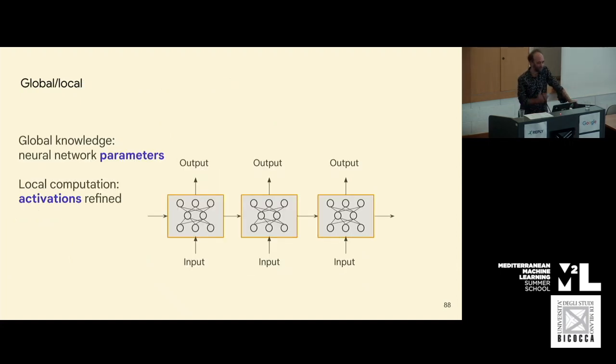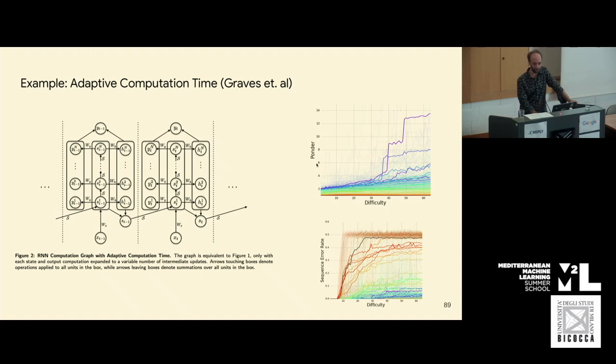And just to make an analogy with MCTS, it again has this notion of global and local. So the global part is the neural network parameters, but the local computations are the activations that keep getting refined into better computation to support the prediction of the output. I'll give you three examples of papers doing this, extremely briefly.